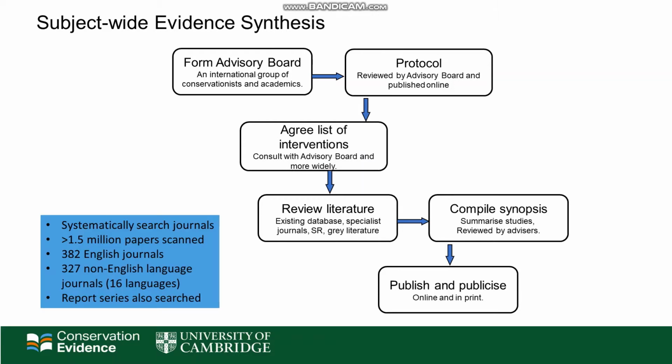To date, in 2021, we have systematically searched journals and scanned over 1.5 million papers. This includes 382 English journals, 327 non-English language journals in 16 languages, and several report series have also been searched.